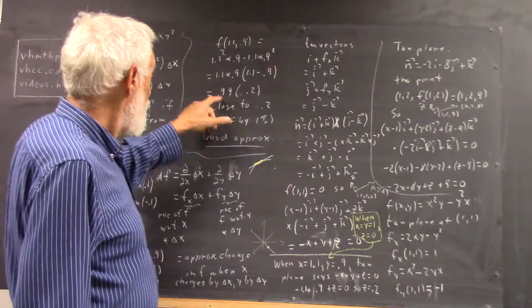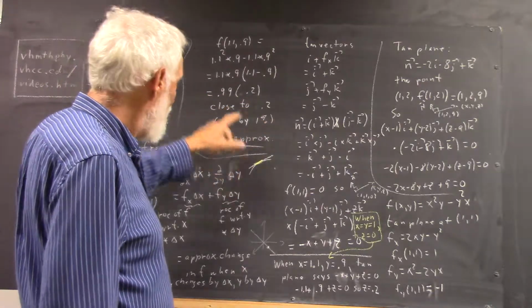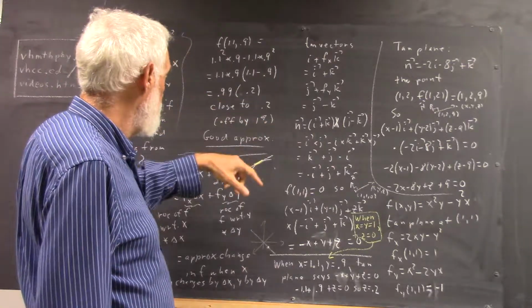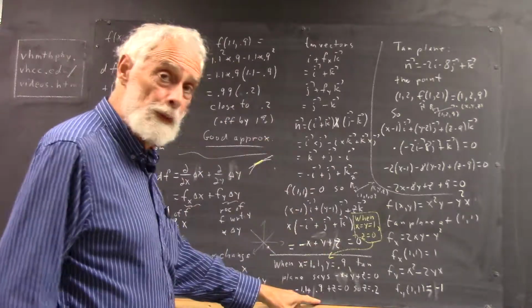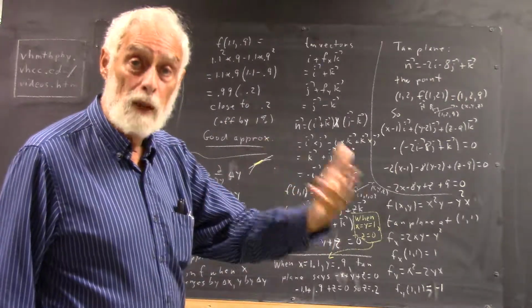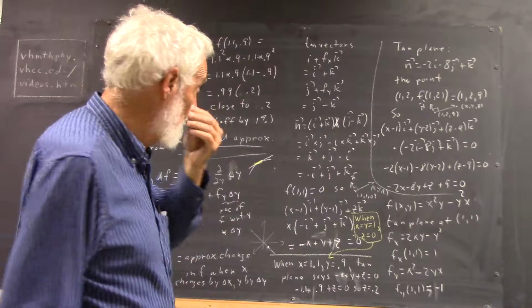The 0.2 that we got from the tangent plane was off by about 1%. It was a little bit high. Okay, good.